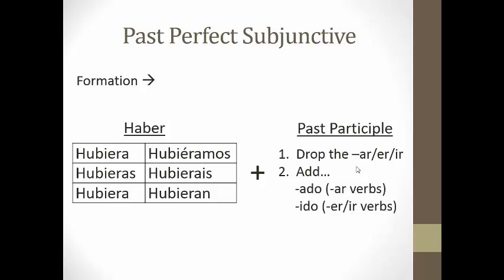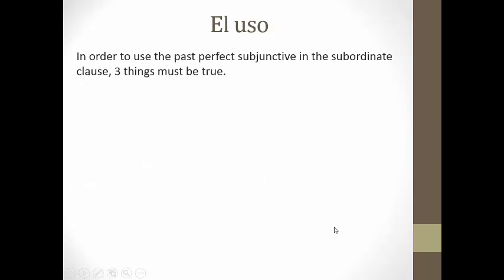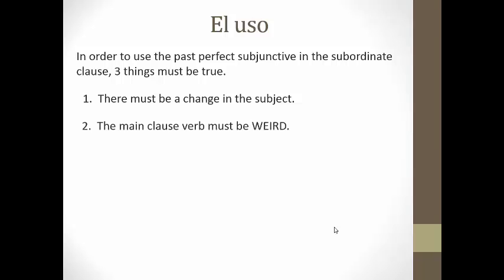So when would we use the past perfect subjunctive? This is going to look very familiar. Oh, I forgot to tell you that to conjugate this, I might have eaten, you would say hubiera comido. So let's get back to usage here. To use the past perfect subjunctive, 3 things are going to have to be true in your sentence. One, just like all subjunctive sentences, there's going to have to be a change in subject. Two, that main clause verb is going to have to be weird.